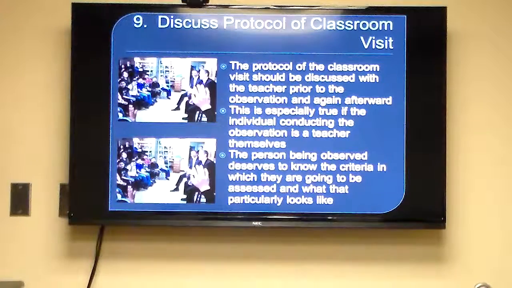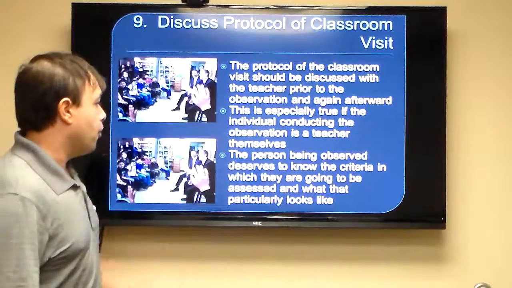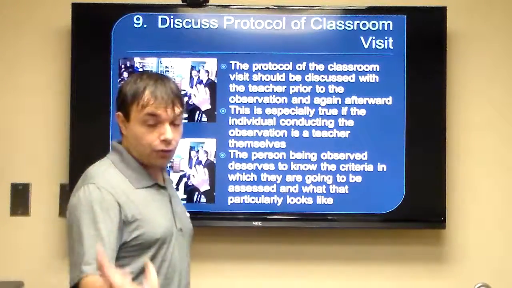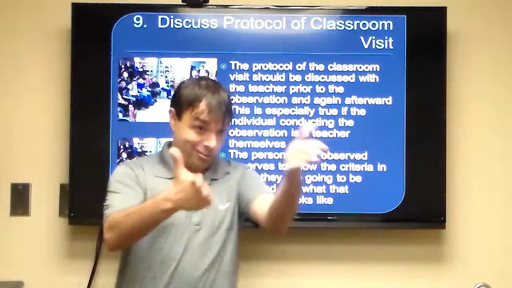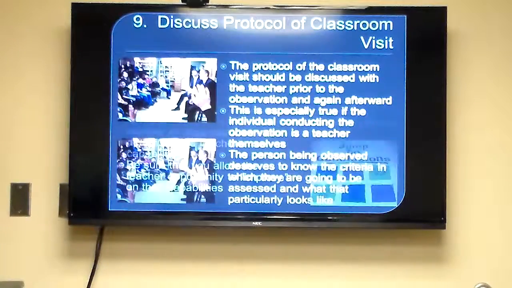So the protocol, why you're doing the classroom visit, what it's going to look like, what time, should be discussed, and it should be planned in advance. It should be planned in advance with the teacher. It should be discussed with them, especially if the person conducting the observation is a teacher themselves. That way they know why they're in the building. The person being observed has to know how they're going to be assessed, if it's to benefit the person that's observing them or if it's to benefit them. And that's a big idea.